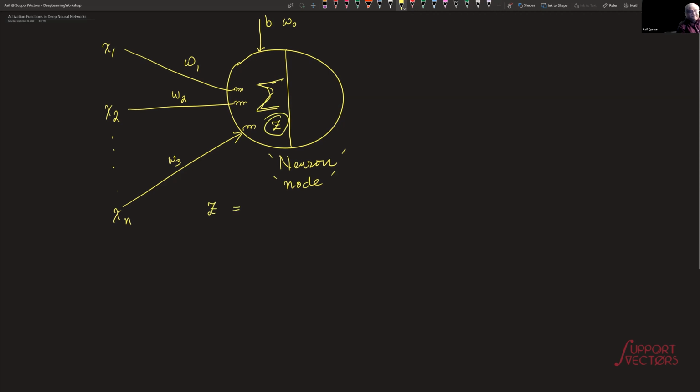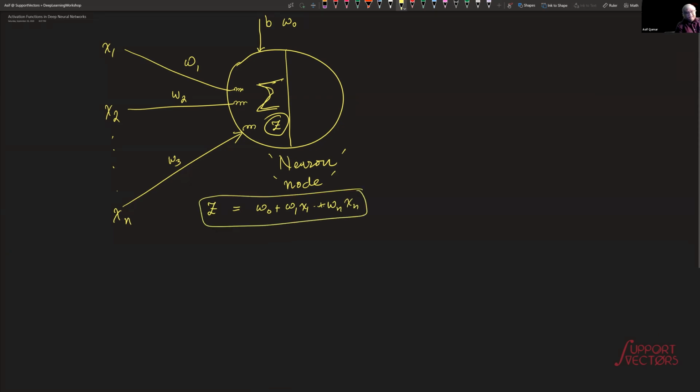which is produced in the first half of the neuron. This is equal to W0 plus W1x1, plus and so on, plus Wn xn. Right? It is just a linear product.